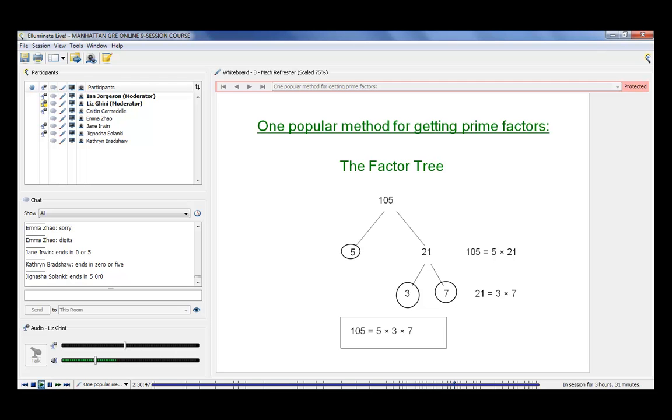Some people might have seen this as 15 times 7. I sure wouldn't have. All right, I broke it down this way. But it doesn't matter. Many ways to the right answer.